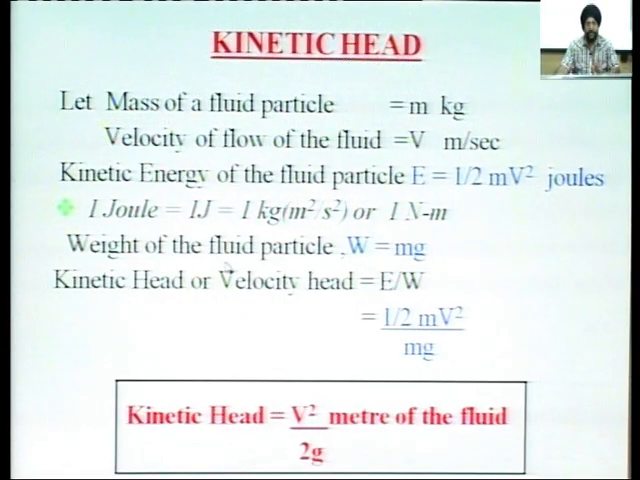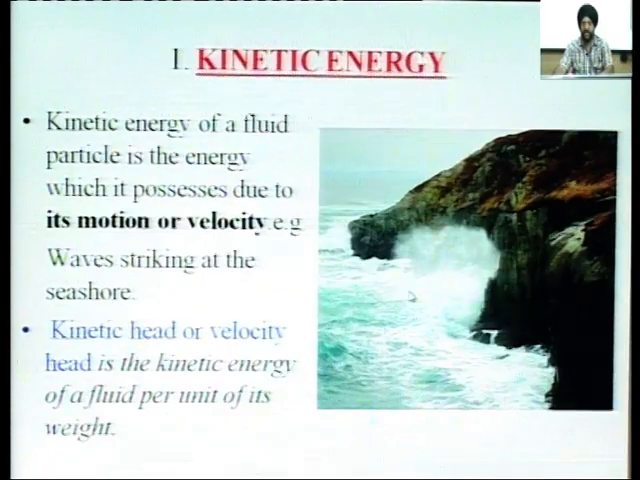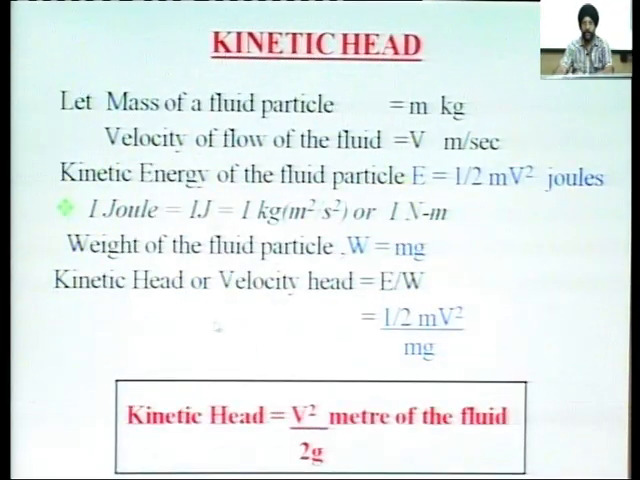Now if the weight of a particular fluid particle is W, capital W, which is equal to m into g, the mass into acceleration due to gravity, then kinetic head or the velocity head can be written as I just told you, it is kinetic energy upon weight. As you have seen in this definition also, kinetic head is the kinetic energy of a fluid per unit of its weight. So, kinetic head or velocity head is E upon W. Now, what is E? E is half mv square. What is W? It is equal to mg.